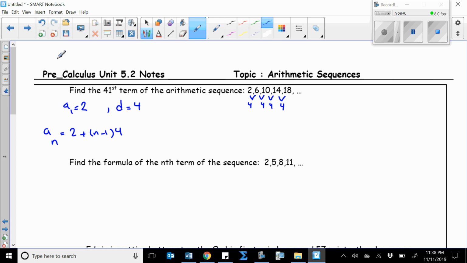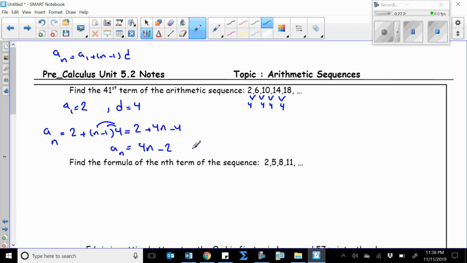Notice I'm using this formula that I gave you in the previous page. An equal to a1 plus n minus 1 times d. That's the formula that I'm using here. Okay, so now I can simplify this. Distribute the 4 here. It will be 2 plus 4n minus 4. So 2 and negative 4 will be negative 2. So this will be 4n minus 2.